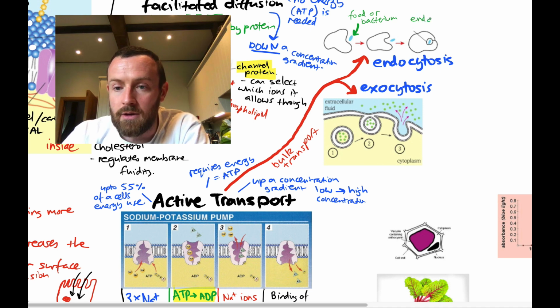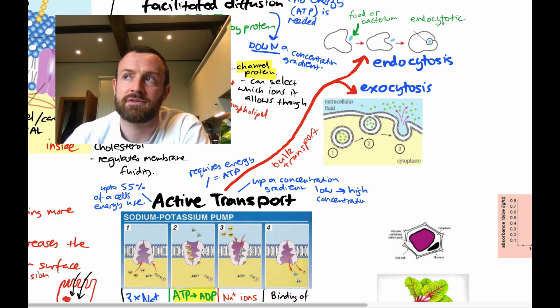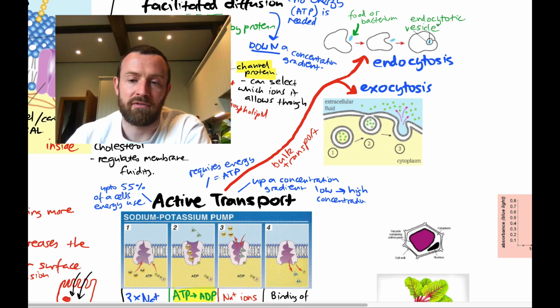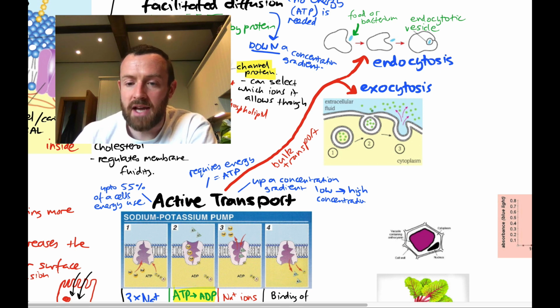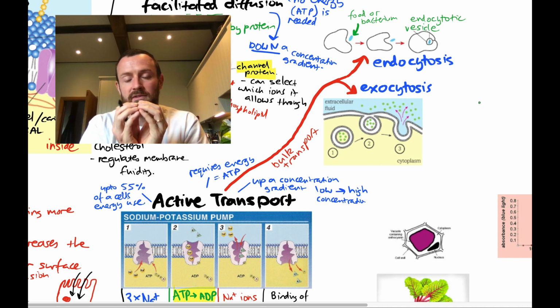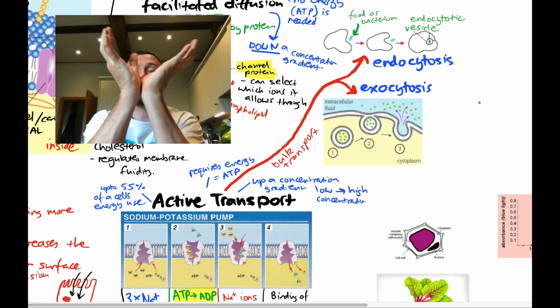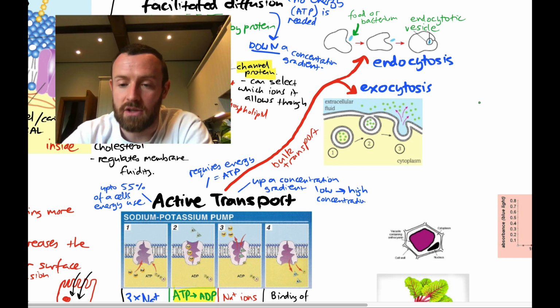Label that here, endocytotic vesicle. Basically, it means a little bubble of stuff that the cell has just swallowed, if you like. Exocytosis is kind of the reverse. It's a little bubble of stuff in the cell that then goes towards the membrane, fuses with the membrane, and releases into the external environment.